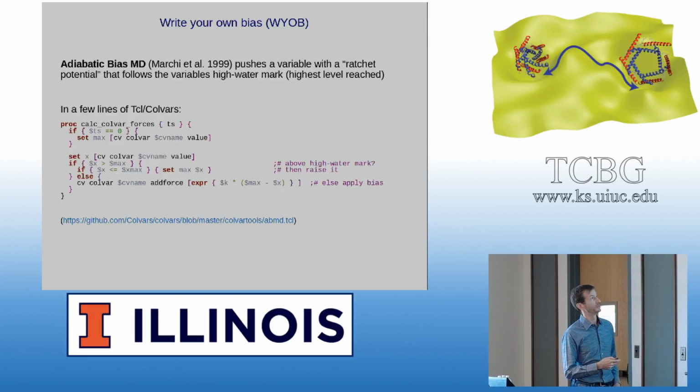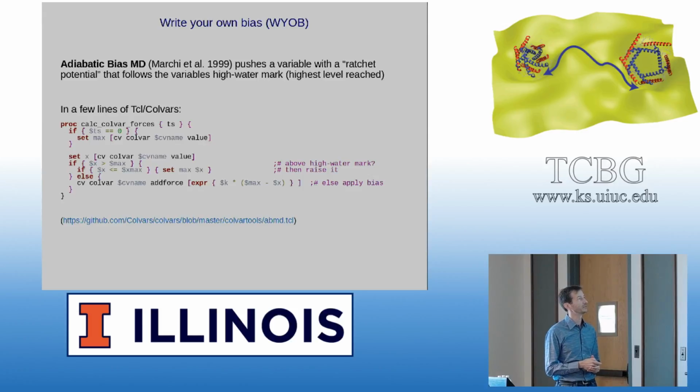So this is the WYOB version, and this is just one example. As always, you just provide a TCL script. You provide this trademark name, calc_colvar_forces, and then this gets called every time step. You request the time step number, and then you do whatever you want. You call this subcommand add_force, which will add any force you want to any colvar you want. And then again, the sky's the limit.